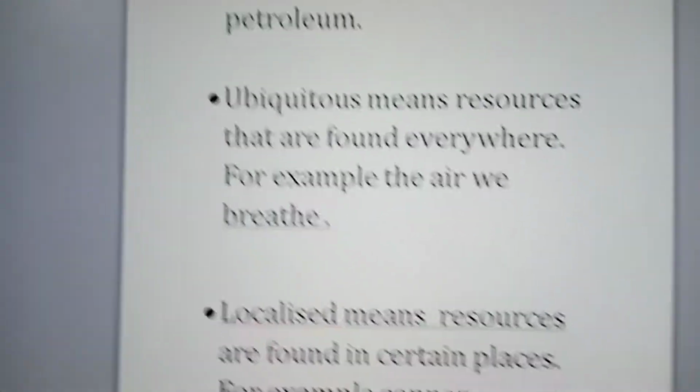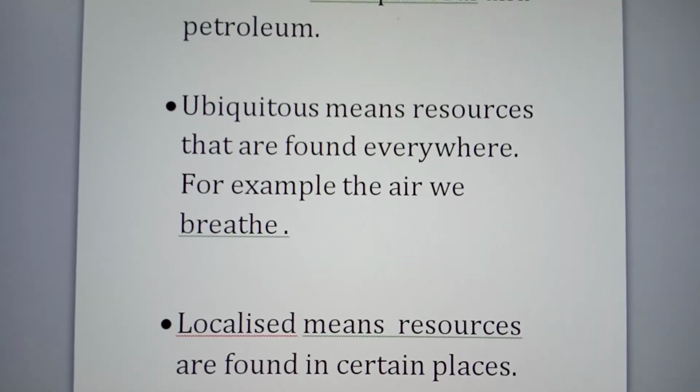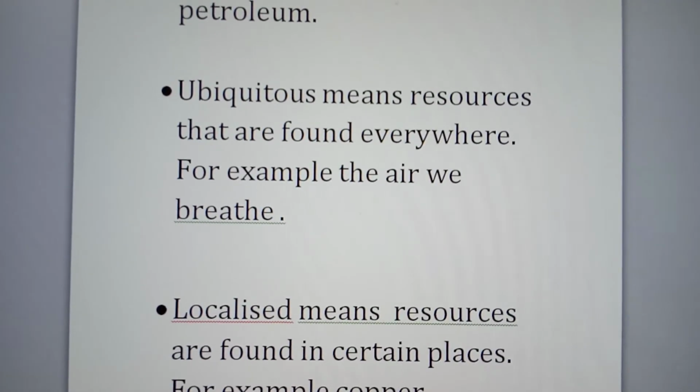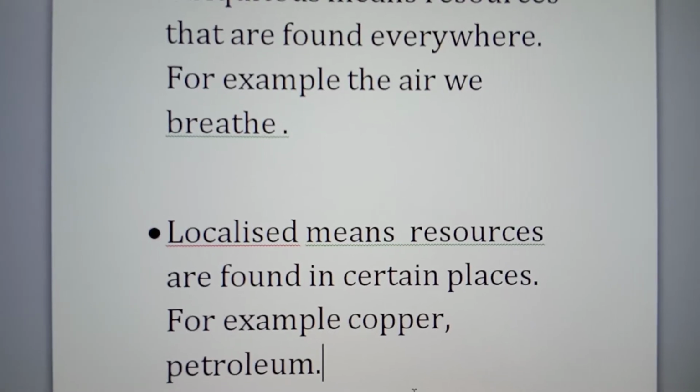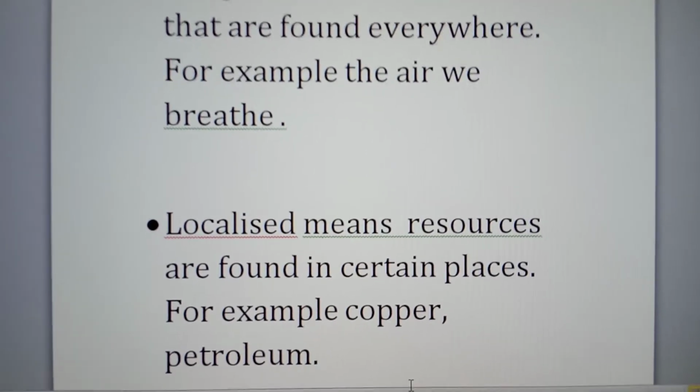So my next question is, what is ubiquitous? Ubiquitous means resources that are found everywhere. For example, the air we breathe. And what is localized? Localized means resources are found in certain places. For example, copper and petroleum. Is it clear, students? So please write down what is ubiquitous. Ubiquitous means resources that are found everywhere, for example, the air we breathe. Localized means resources are found in certain places, for example, copper and petroleum. Okay, students?